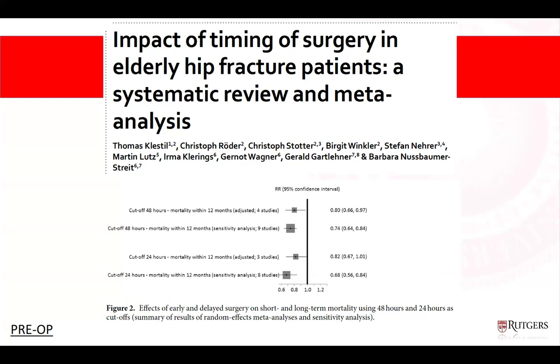This is another study kind of highlighting some of the variability in the data in terms of what is considered early versus delayed surgery. This was a 2018 study published in Scientific Reports. It was a systematic review and meta-analysis of 28 prospective observational studies with 31,000 total patients. As you see in this table, several of the studies showed a significant decrease in mortality rate for both cutoffs of 24 and 48 hours.